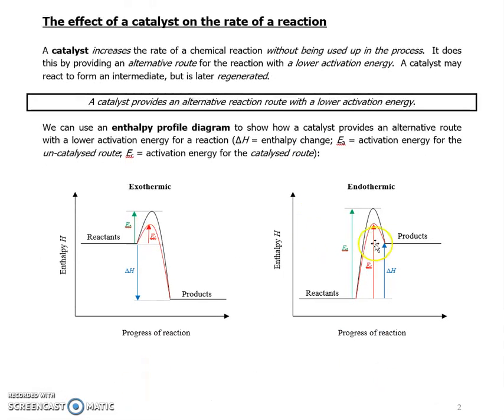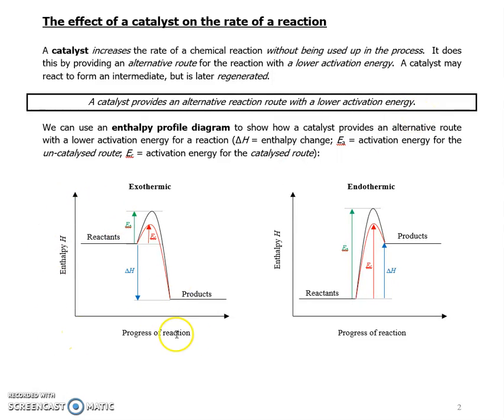Also, you know about catalysts. The one catalyst you probably know already is iron in the Haber process. But there are catalysts, and also enzymes as a biological catalyst. Now, a catalyst is very important, especially in terms of industry. What a catalyst does is provide an alternative reaction route with a lower activation energy.